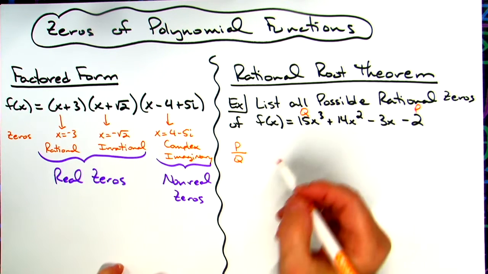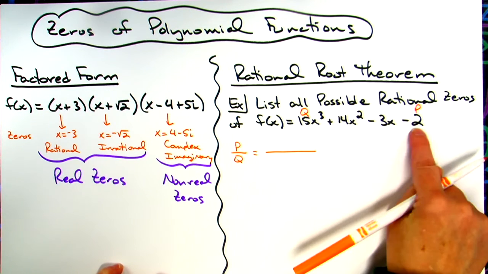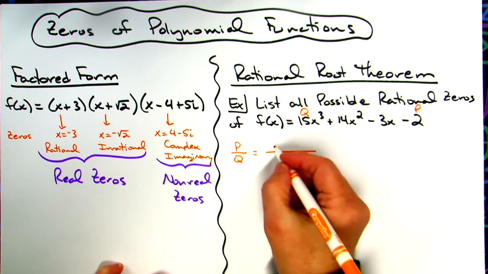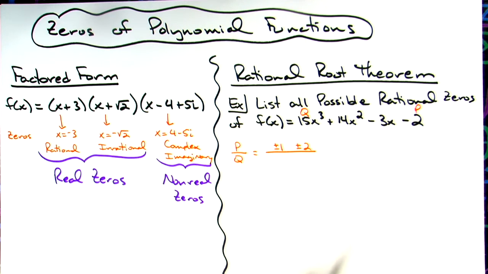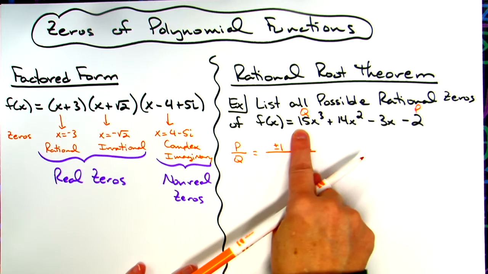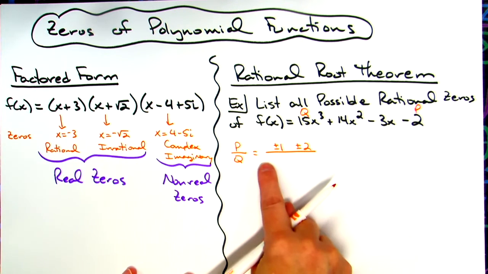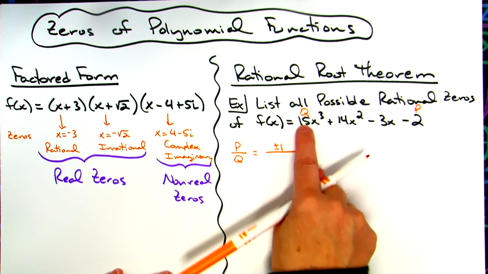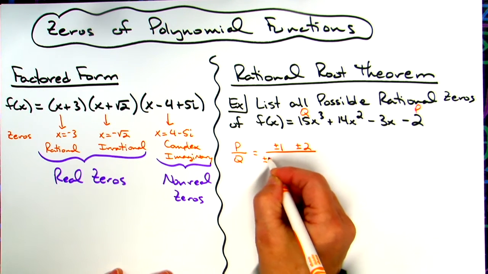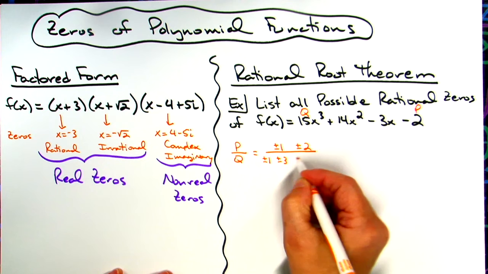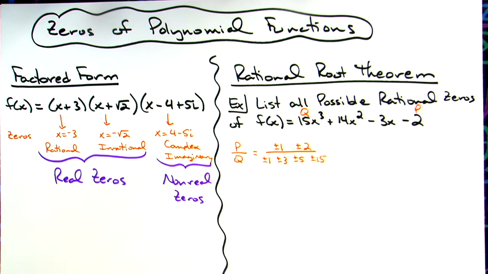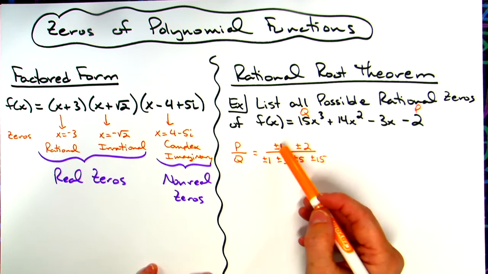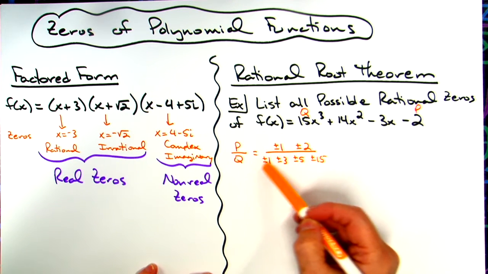Now, all the factors of negative 2 are plus or minus 1 and plus or minus 2. So the factors of 2 were not too hard to find there. On the bottom for our q, we're going to look at that coefficient of 15 and list all the possible factors of 15. So we'll have plus or minus 1, plus or minus 3, plus or minus 5, and plus or minus 15. Once you have all of those listed, you just need to put everything in the numerator over everything in the denominator.